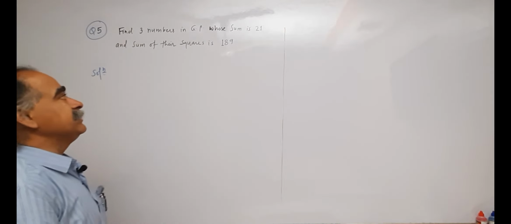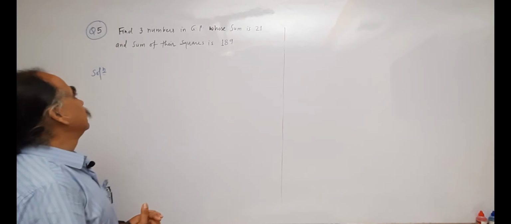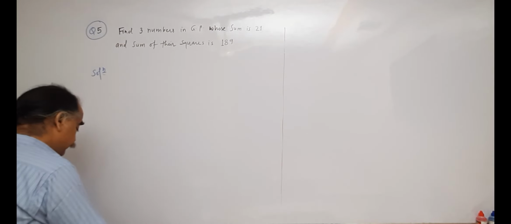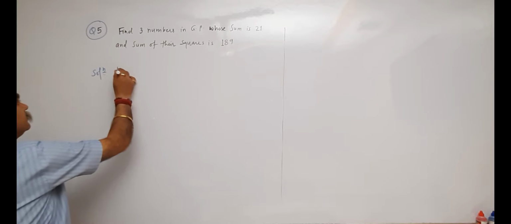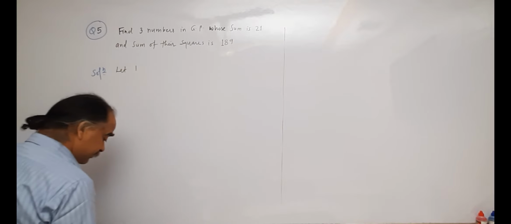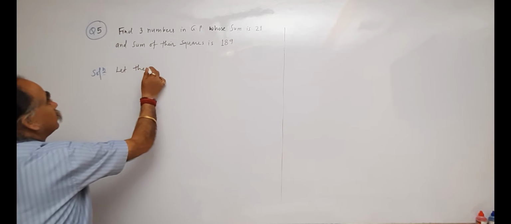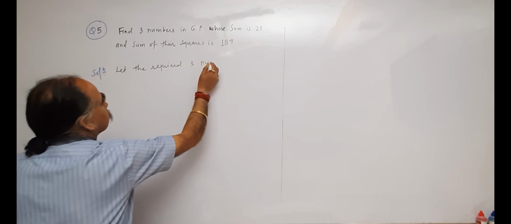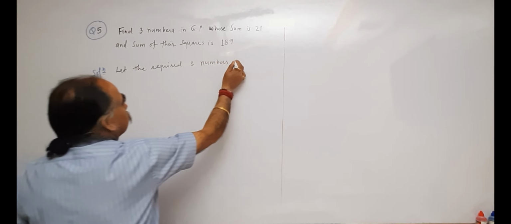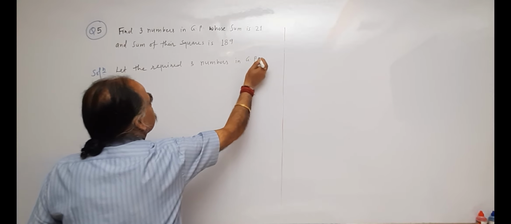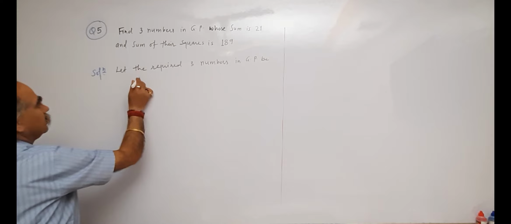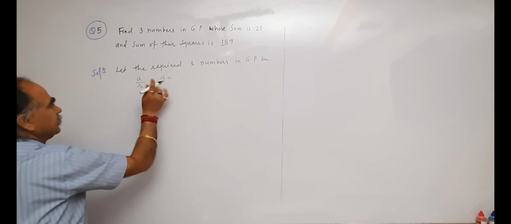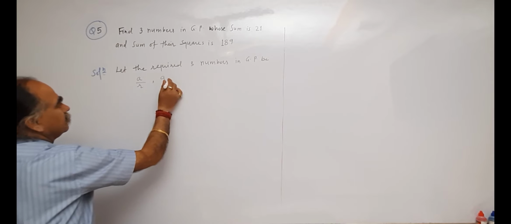Find three numbers in GP whose sum is 21 and sum of their squares is 189. Let the required three numbers in GP be a upon r, a, ar.